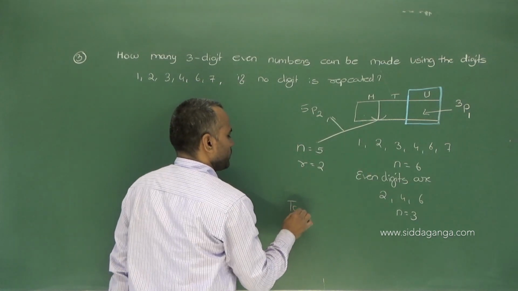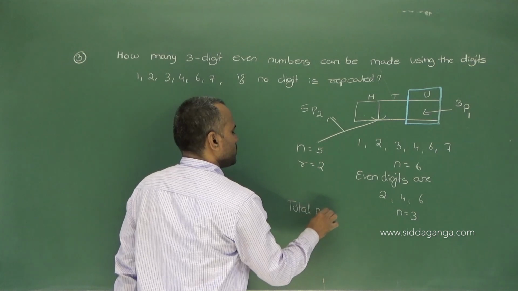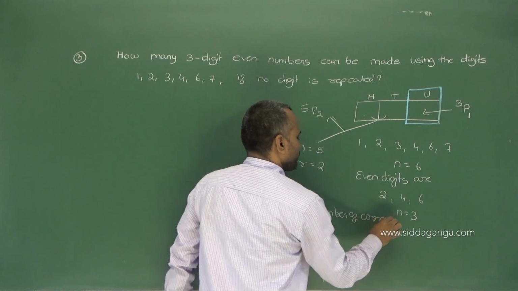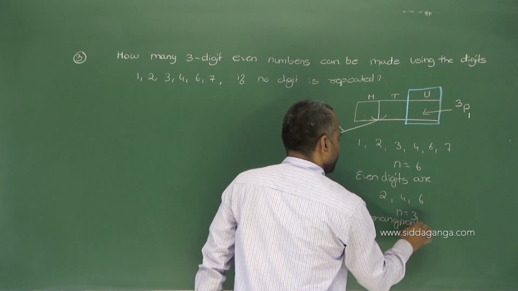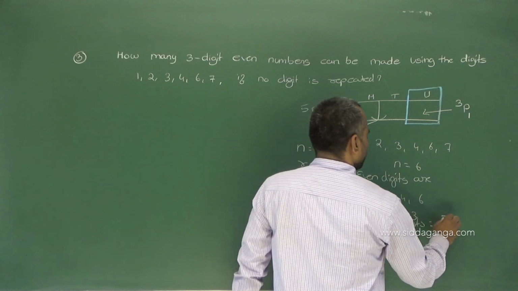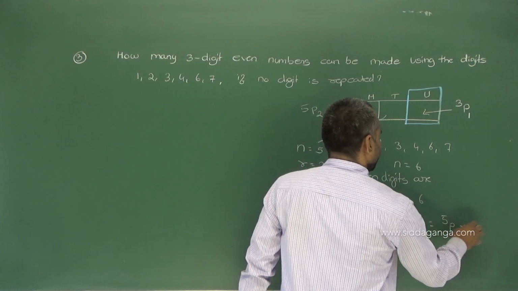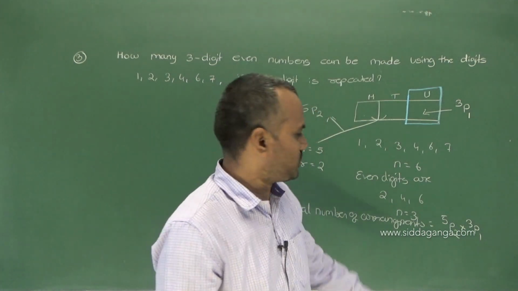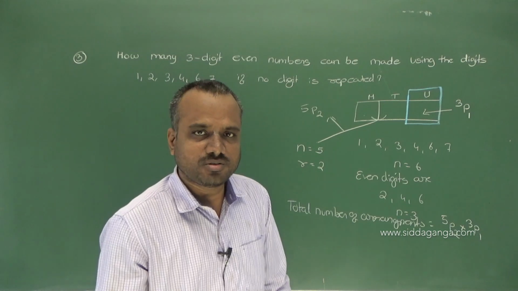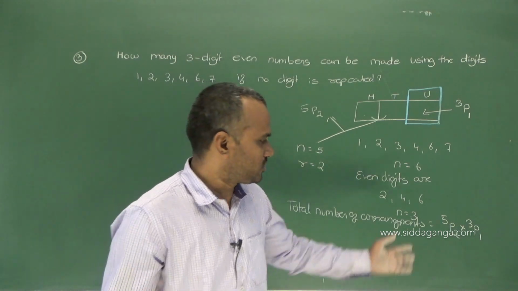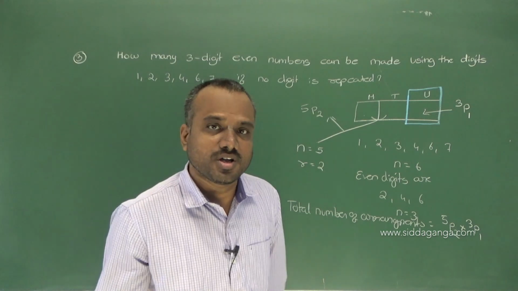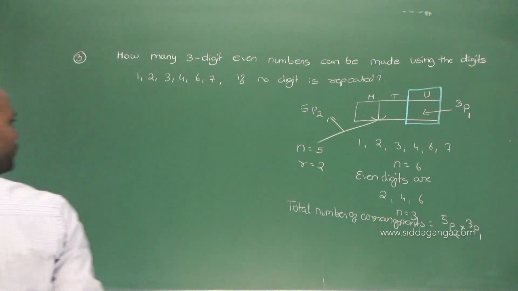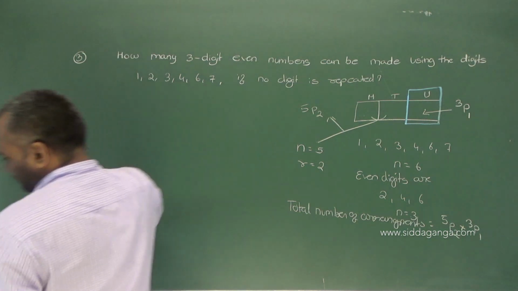So the total number of arrangements is 5P2 into 3P1. If you solve this, we get the answer. This is the concept. If you know it perfectly, we write the answer.